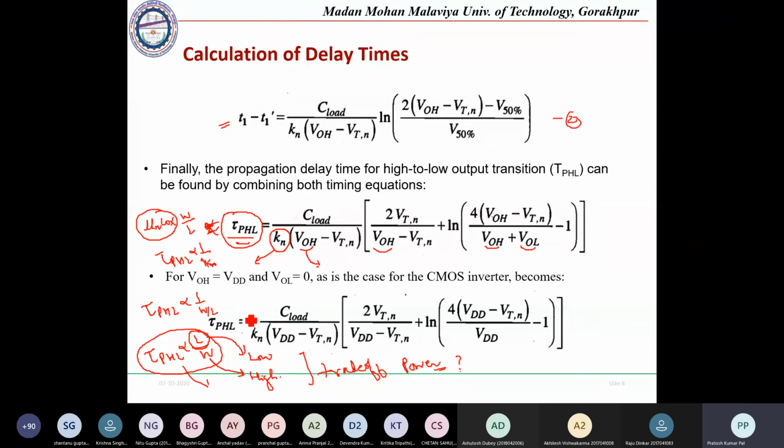Similarly, we can find out the tau PLH also. Whenever it is written VOH, VOH in the case of a CMOS inverter is given to be VDD and the VOL value is 0. So once we put VOH equals VDD and VOL equals 0, we can get this modified one. So this is the modified expression for the CMOS inverter.